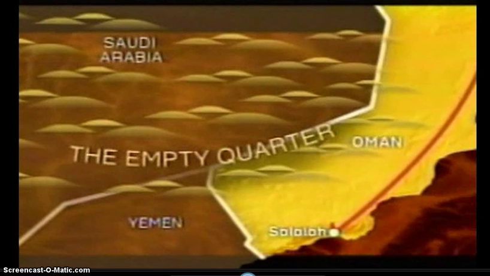This little video clip is going to be describing the Empty Quarter, or the Rub al Khali. Again, we saw Yemen and Oman. This is zoomed in here into the southern Arabian Peninsula.